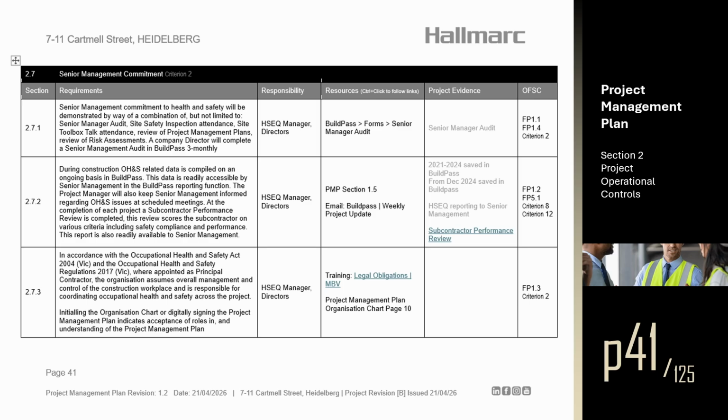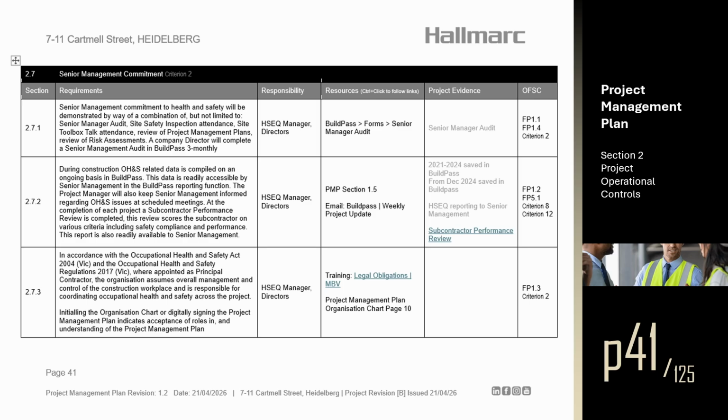Section 2.7.2. During construction, OH&S related data is compiled on an ongoing basis in BuildPass. This data is readily accessible by senior management in the BuildPass reporting function. The project manager will also keep senior management informed regarding OH&S issues at scheduled meetings. At the completion of each project, a subcontractor performance review is completed. This review scores the subcontractor on various criteria, including safety, compliance, and performance. This report is also readily available to senior management.